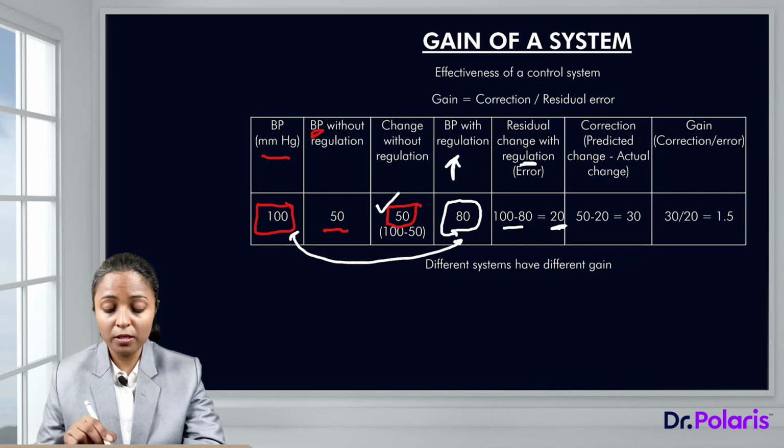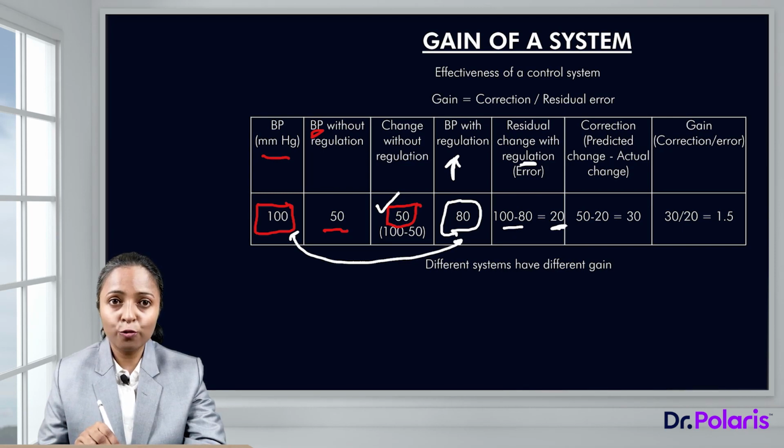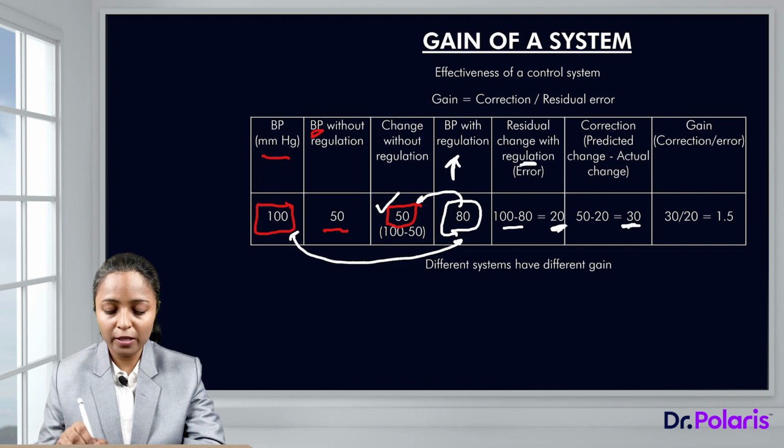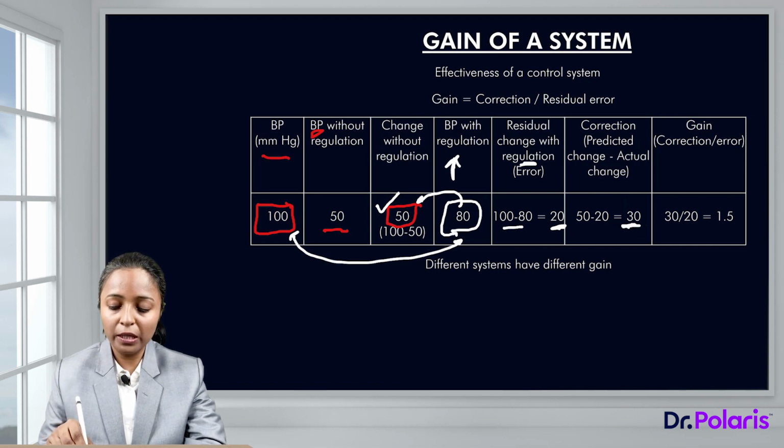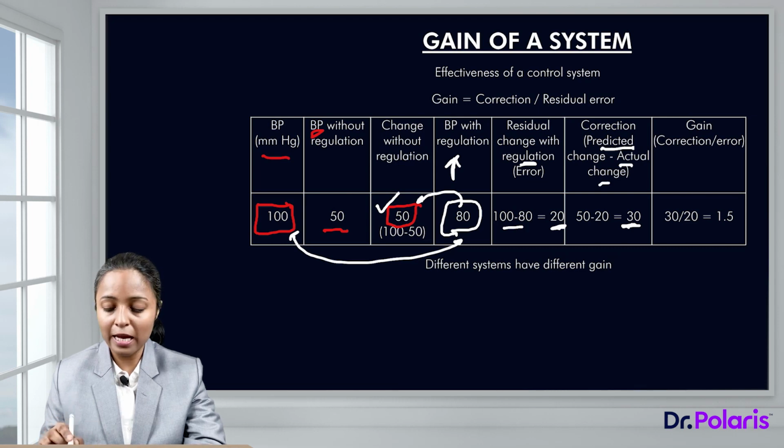So how much has this system actually corrected? You see, it would have fallen to 50, right? Now it has fallen only to 80, right? So the correction which has been done is 30 millimeter mercury. So now the error is only 20, right? So we subtract predicted change with actual change, and what we get is 30 millimeter mercury.